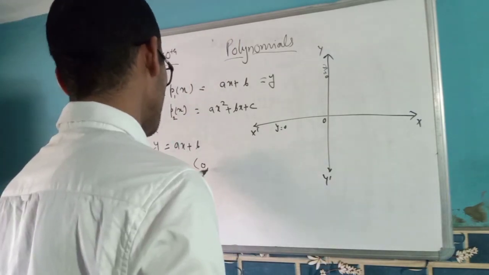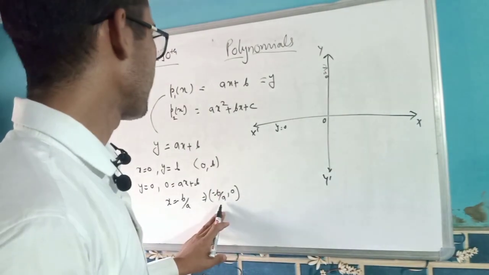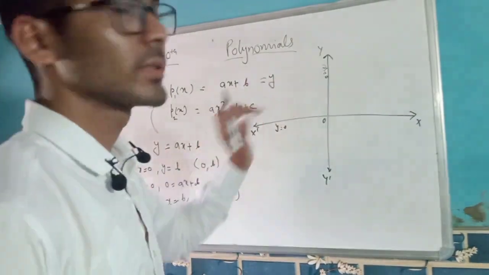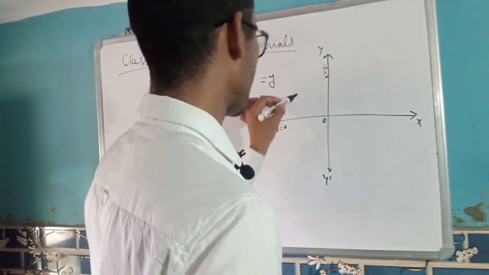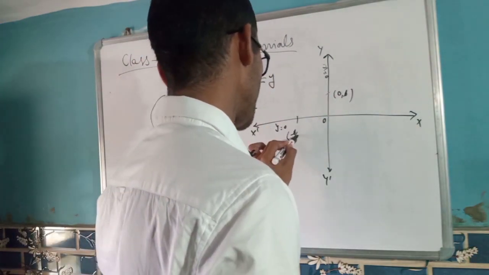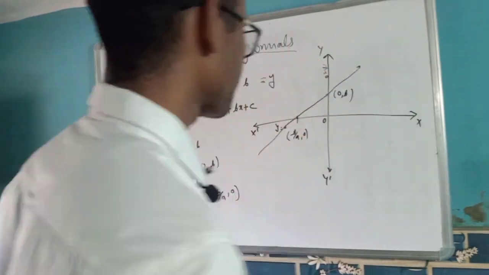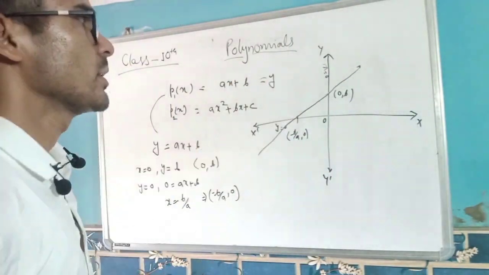So I got 2 points. One is 0 comma b, and the other point is minus b upon a comma 0. These points are the intersecting points of this line with the x and y axis. So what I will do directly, I just assume that this is 0 comma b, and this is somewhere here, minus b by a comma 0. Now I just join these points. Okay, let's see. So this is the line where this line intersects. We draw this line.